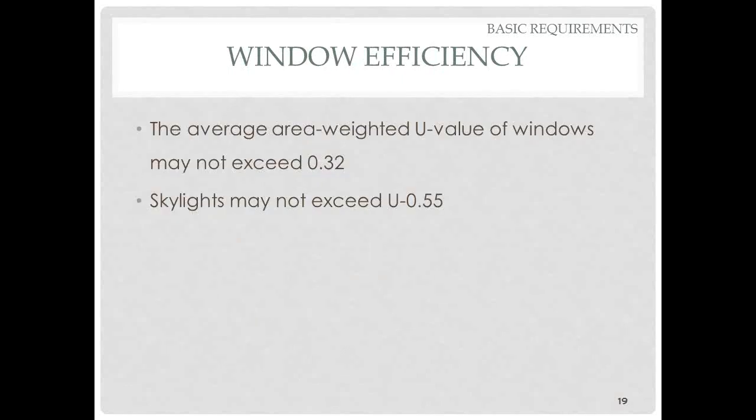This year, new in the code, there is now a minimum efficiency for windows. The average U value of the windows installed in your project, so in a new house, this would be all the windows in the house, or in a renovation or addition project, this would be the windows that you are replacing. The U value cannot exceed 0.32. Skylights may not exceed 0.55.